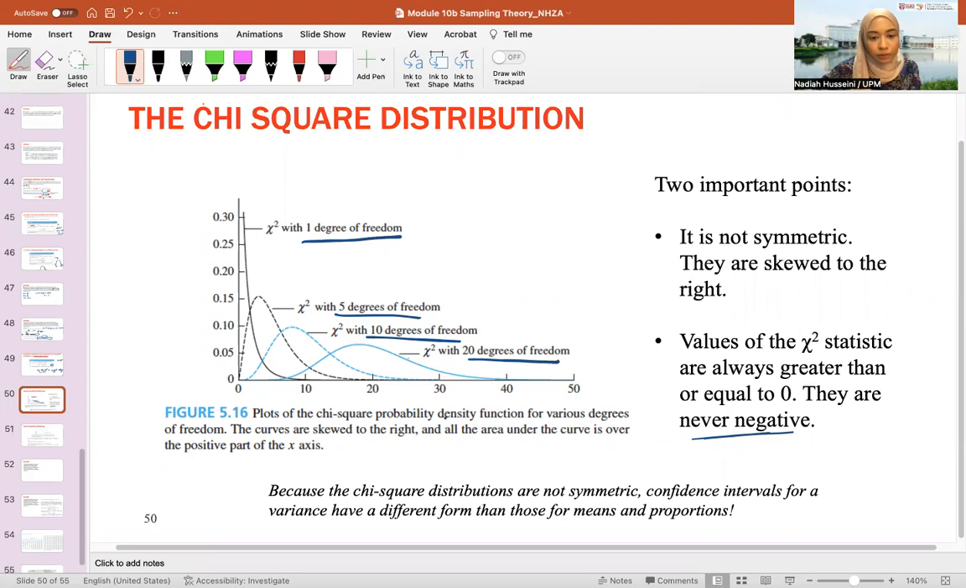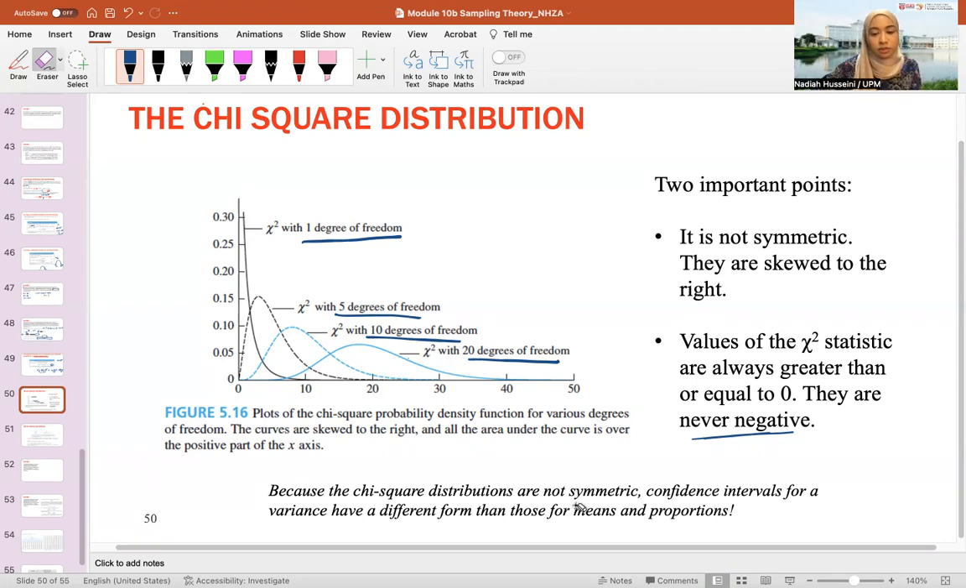So, plots of chi-square probability density function for various degrees of freedom. The curves are skewed to the right and all the area under the curve is over the positive part of the x-axis. So you will not have a chi distribution over here, down here, or down here. It will always be the positive side of your x-axis. Okay, so that is the characteristic of the chi-square distribution, which is also a potential question.